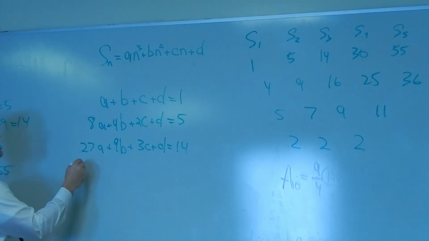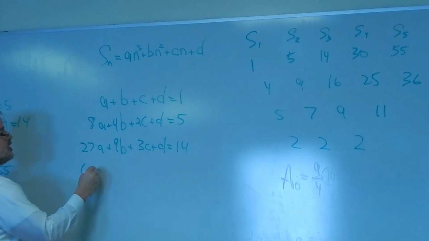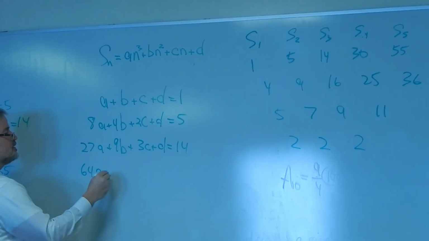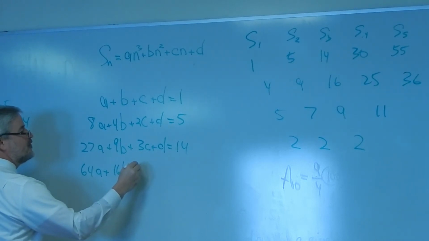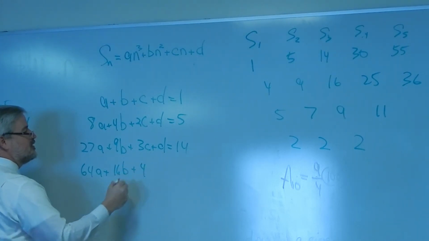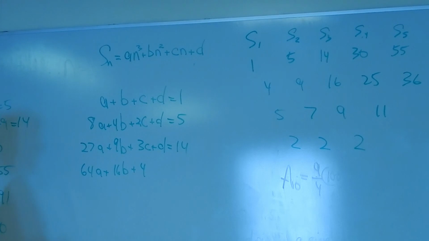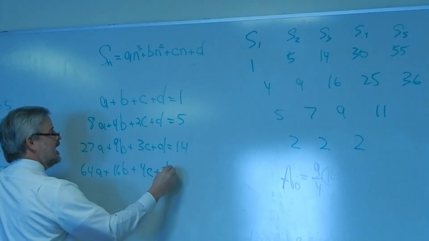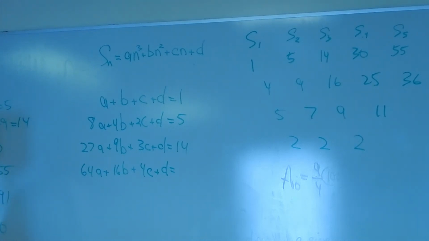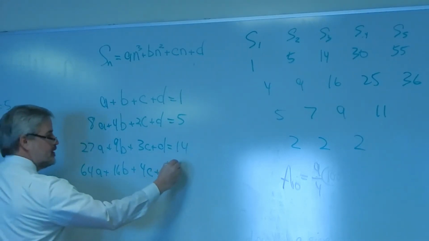64a, do we have concurrence with that? Plus 16b, plus 4c, plus d, and that has to be equal to 30.